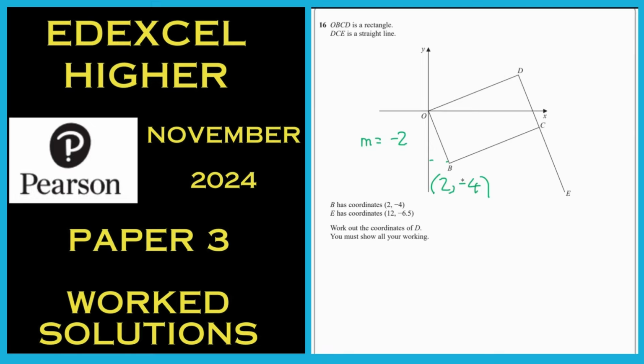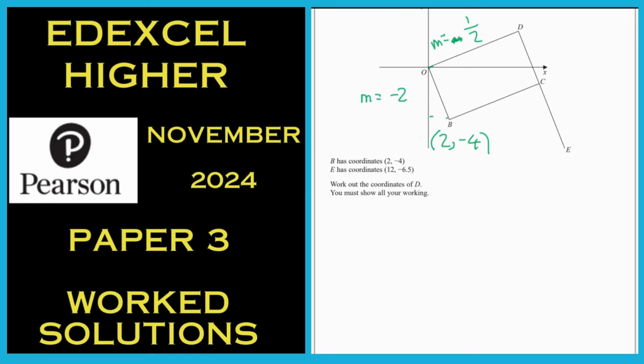That's important because you're told it's a rectangle. That means we have right angles everywhere. But in terms of gradient, we can do a negative reciprocal, flip it and change the sign. The gradient of OD and BC, therefore, is, whoops, I've written a negative, change the sign, my apologies, it's positive a half. Once you've got that, you can start getting now into the real meat of the question.